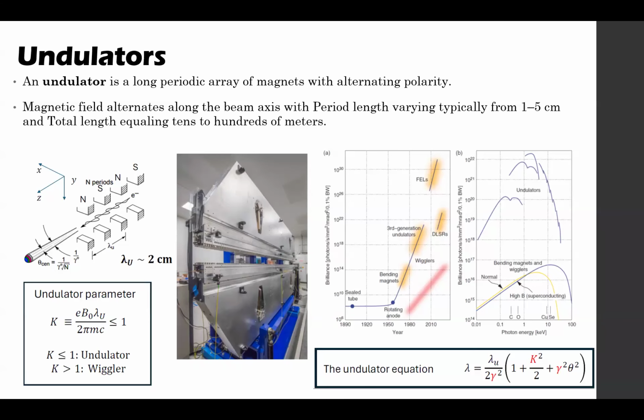This is very clear in the plot of brilliance versus photon energy, where you can see at the very top that the undulators have a very narrow band, but the brilliance is very high. The brilliance is basically the photon flux per phase space per bandwidth. And at the very bottom, you can see the superconducting magnets, bending magnets, and the wigglers and so on. Of course, they are broadband, but the brilliance is relatively lower.